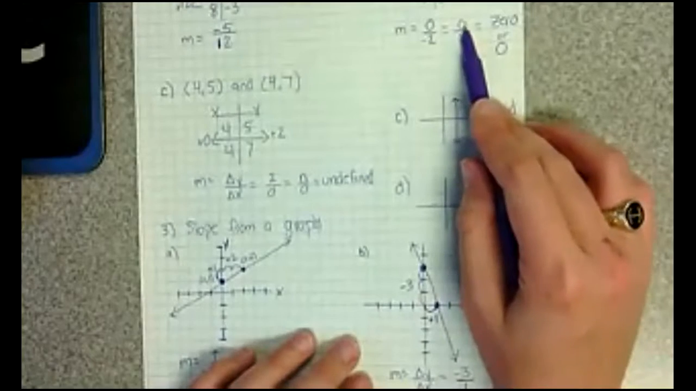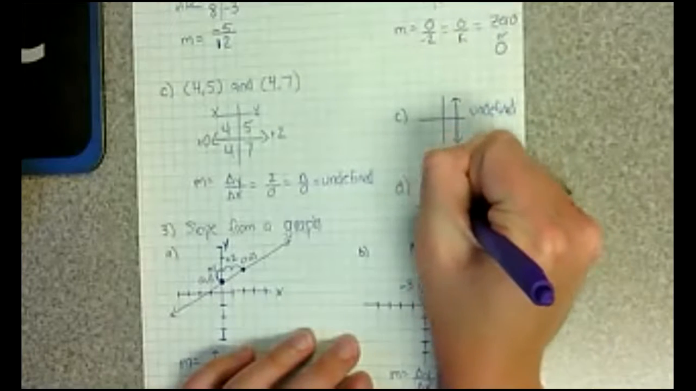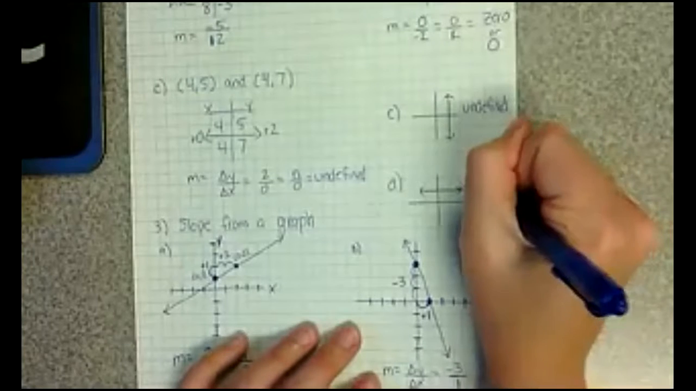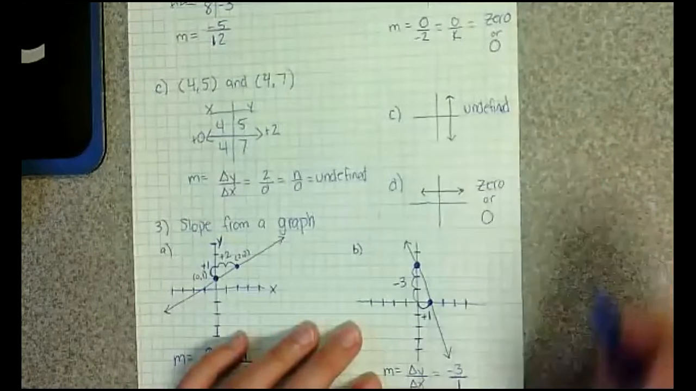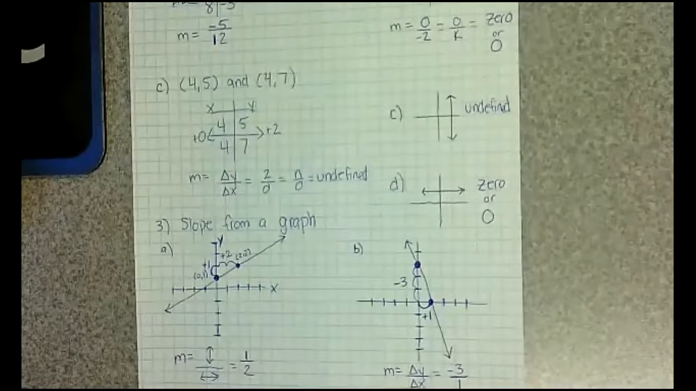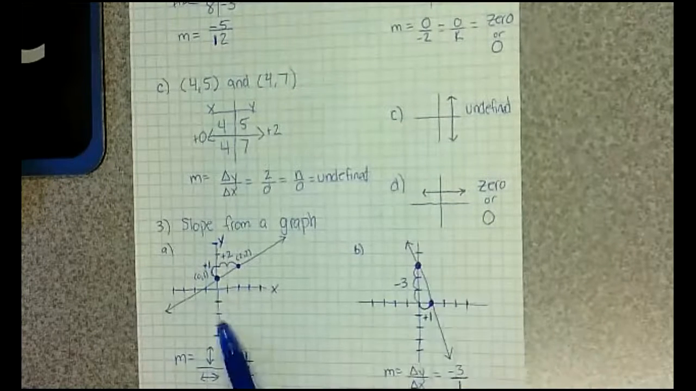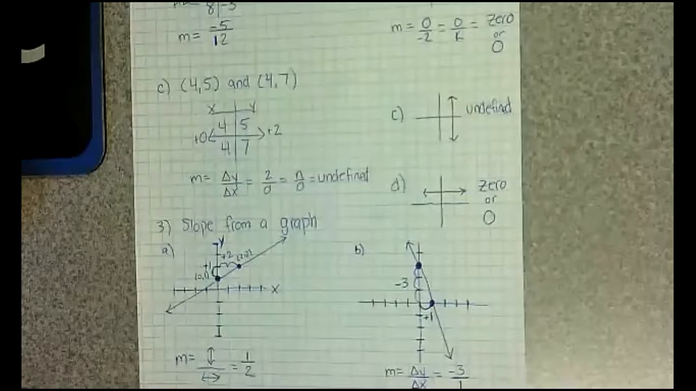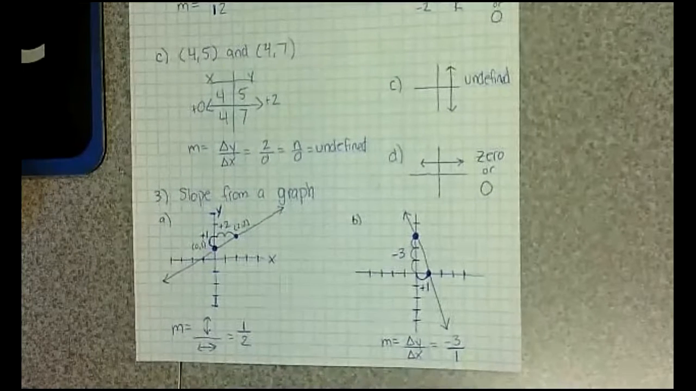If 0 is on the top part of your fraction, or if you have a horizontal line somewhere on the graph, that is when your slope is 0. You can either use the word or you can use the number. These are 4 different types of slope: positive, negative, undefined, and 0. When I ask you to find slope, I'm looking for numbers. So don't just tell me positive or negative, give me what the numbers are.